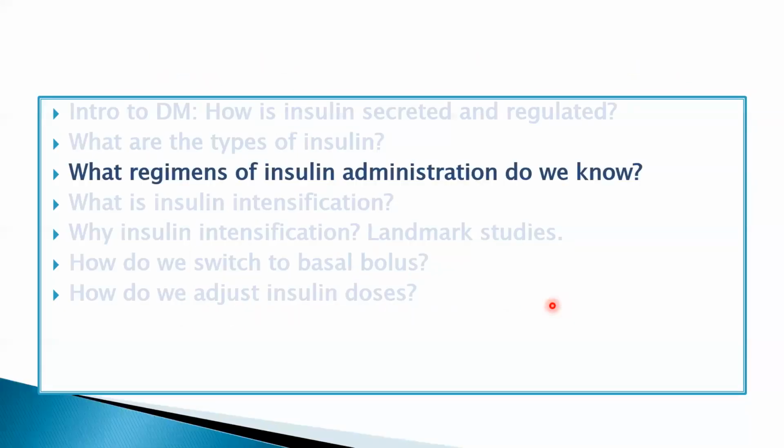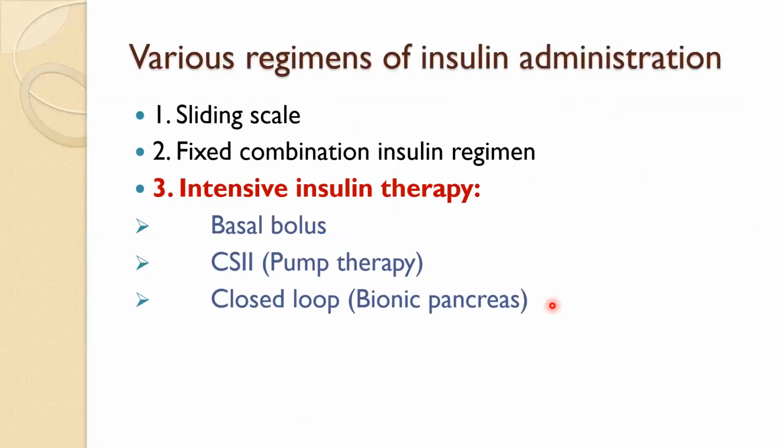So having said that, what regimens of insulin administration do we know? It's important to mention even the outdated regimens and the ones that are not recommended, for us to know the reason as to why they're not recommended. And so we have the sliding scale, outdated, fixed combination insulin regimen, not recommended. And then now we have the recommended intensive insulin therapy.